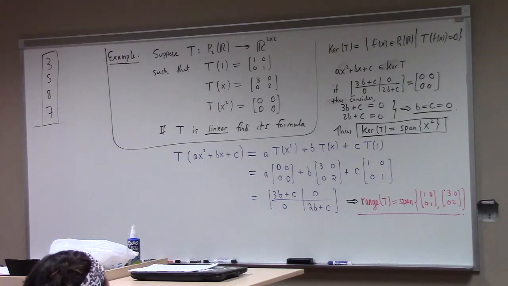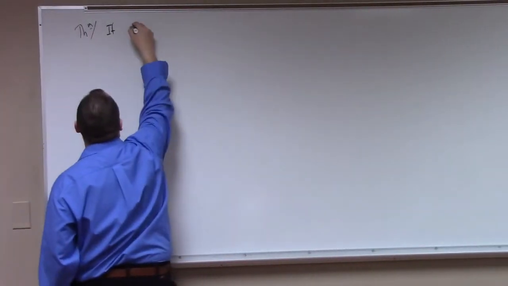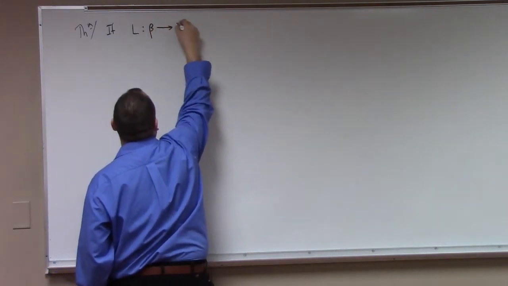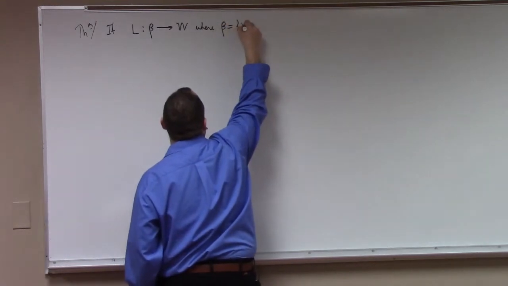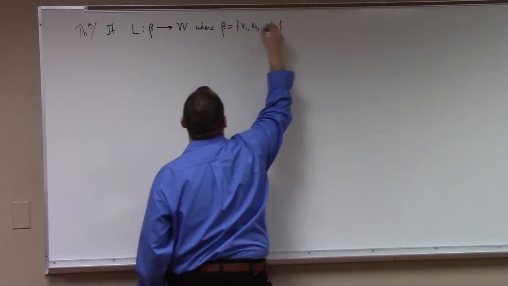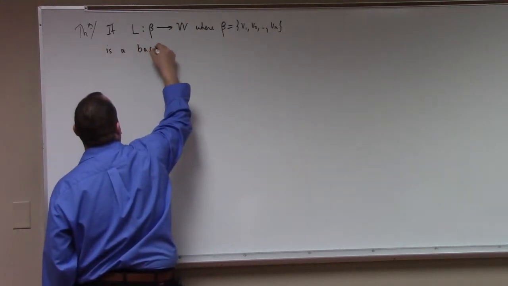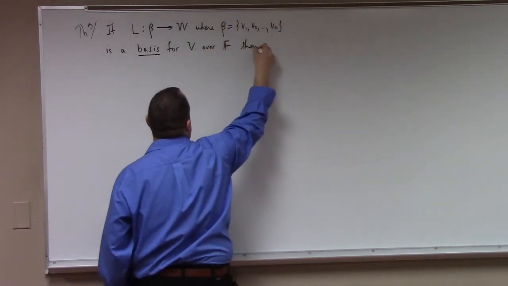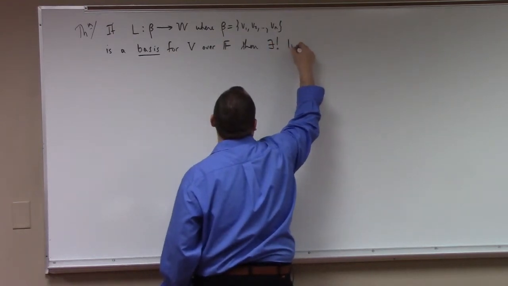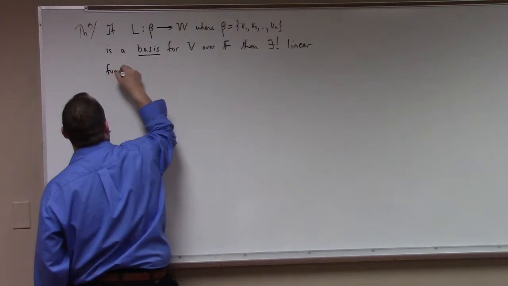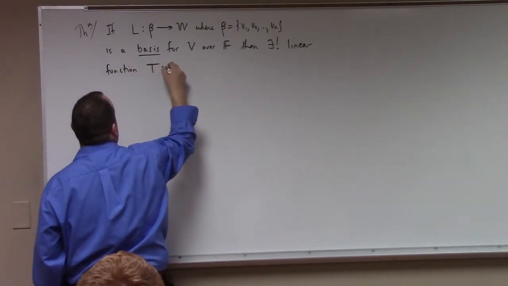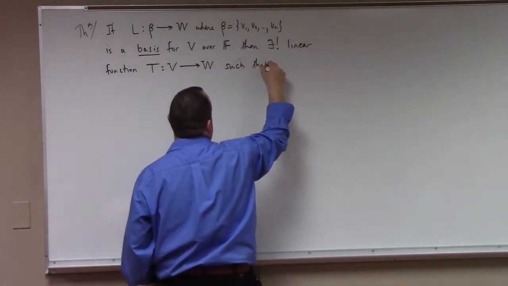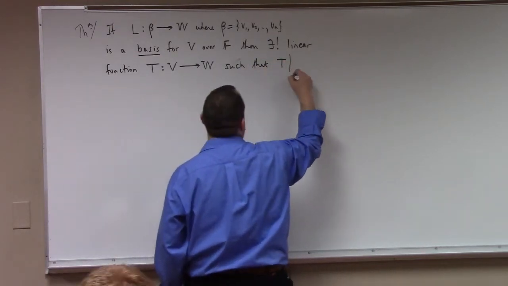So, theorem: if L is a mapping from beta to W, where beta equals {v1, v2, ..., vn} is a basis for V over F, then there exists a unique linear function T from V to W such that T restricted to beta is equal to L.